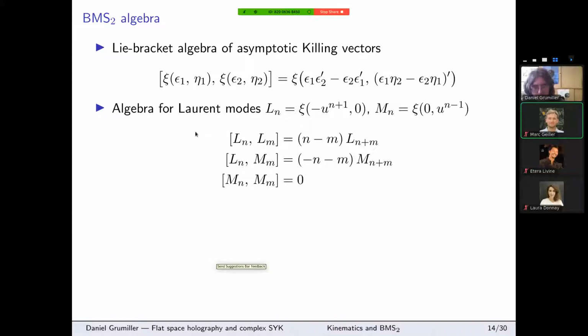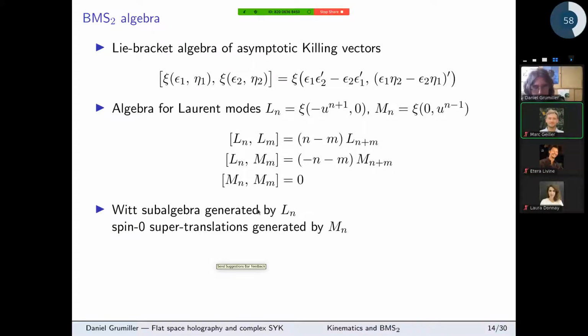It's again a bit easier to recognize what this algebra does if you go to modes. If you are on the disk, you can go to Fourier modes. Here, that means introducing Laurent modes. So L_n is the (n+1)th Laurent mode of epsilon, and M_n is the (n-1)th Laurent mode of eta. The corresponding algebra of these modes is displayed here. The L's form a subalgebra, namely a Witt subalgebra. The M's commute among themselves, so this shows consistently that indeed they are super translations.